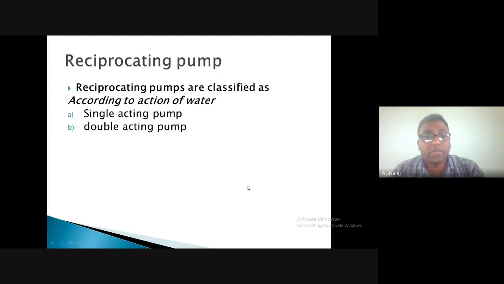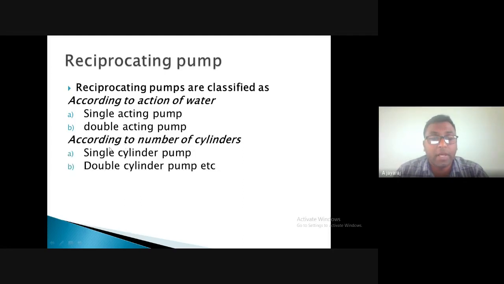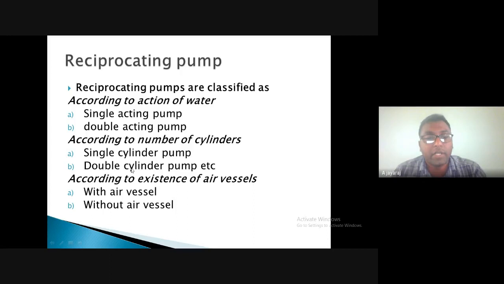Reciprocating pumps are classified according to the action of water as single acting pumps and double acting reciprocating pumps. We'll be seeing what single acting and double acting pumps are. According to the number of cylinders, we have single cylinder pumps and double cylinder pumps, or we can have triple cylinders also. Depending on the requirement, we'll have a single cylinder or double cylinder reciprocating pump. Next, according to the existence of air vessels.